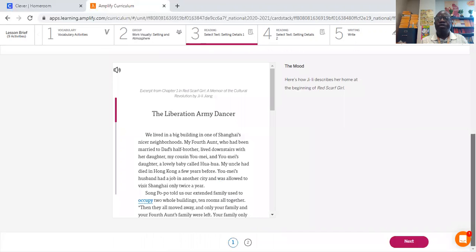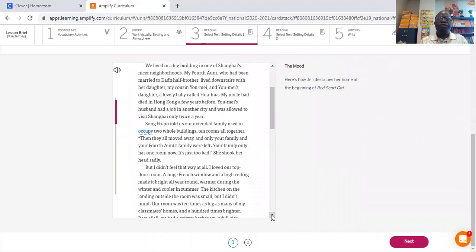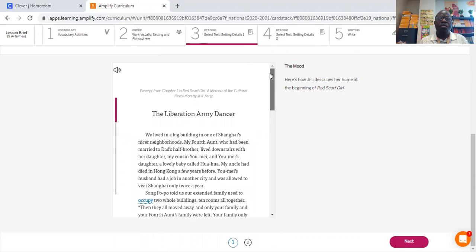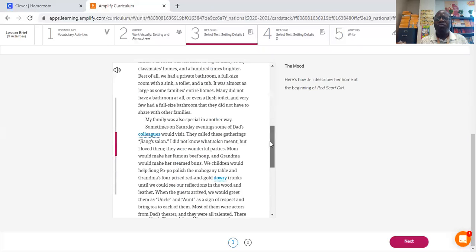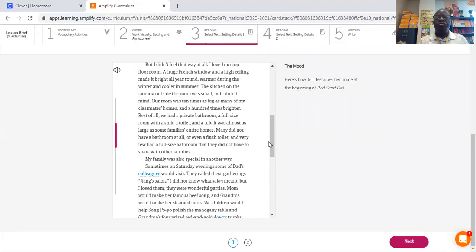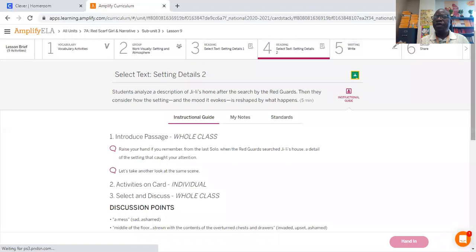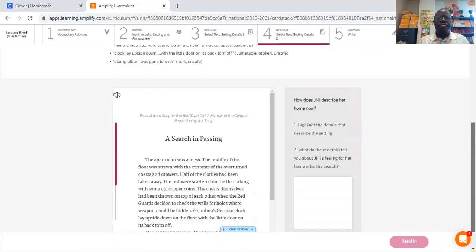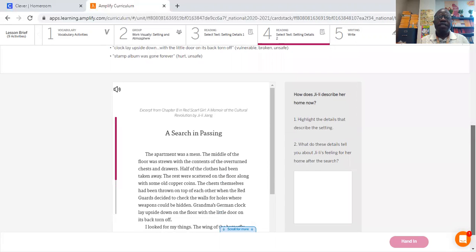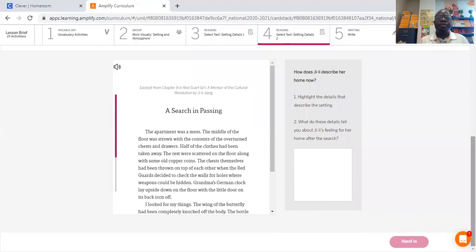The Liberation Army dancer. Okay, this story we've already done, so you just read. And then the mood. How does Julie describe her home at the beginning of the Red Scarf Girl? So this text we've already read it. I don't want to repeat it. Just listen to it one more time and then tell us the mood. What is her mood? And then now we're going to start the real text: A Search in Passing. So let's listen to this text.